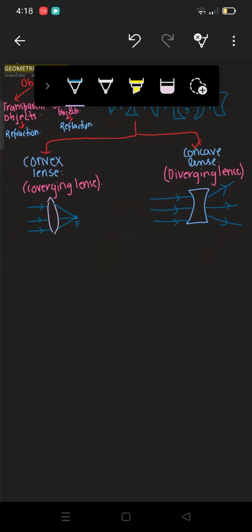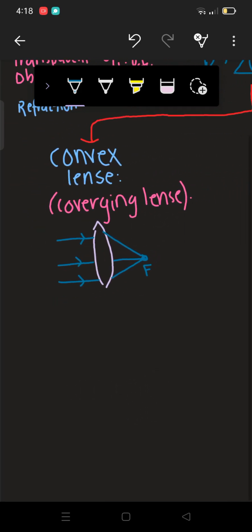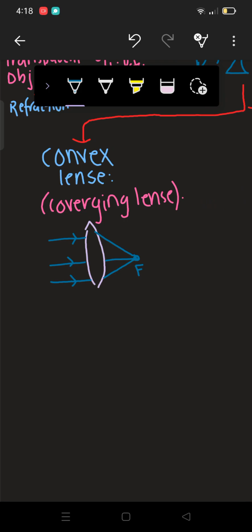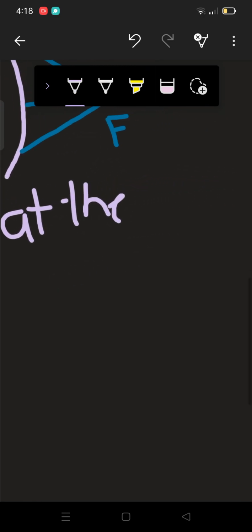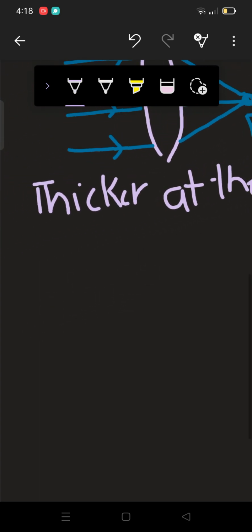Now let's talk about what a convex lens is and what a concave lens is. A converging lens, or convex lens, is thicker at the middle and thinner at the edges. Let me write here: it is thicker at the middle and thinner at the edges.